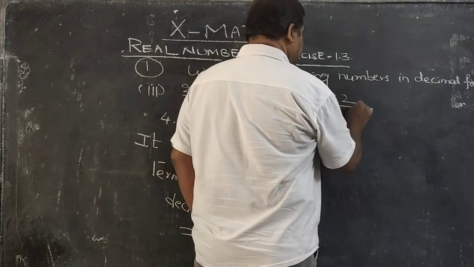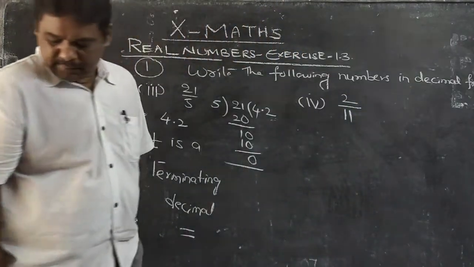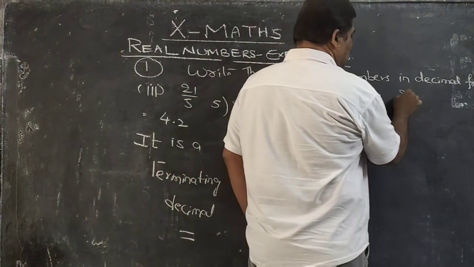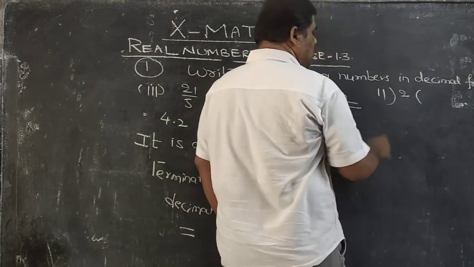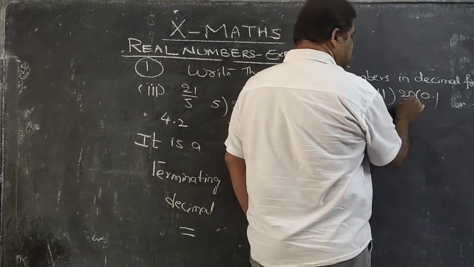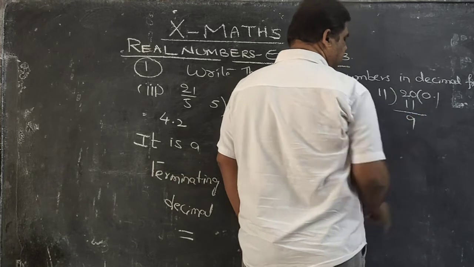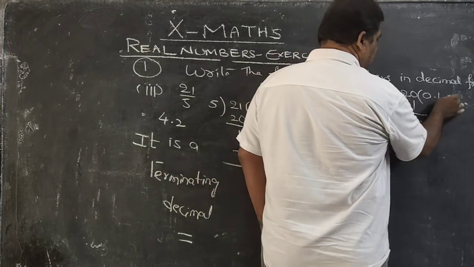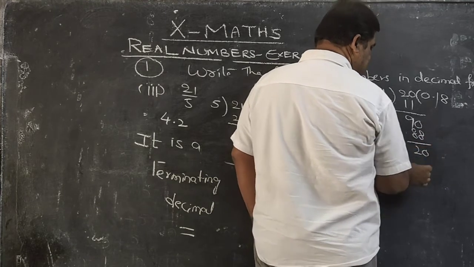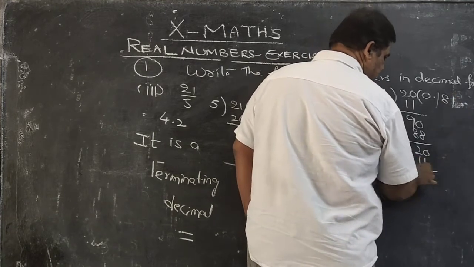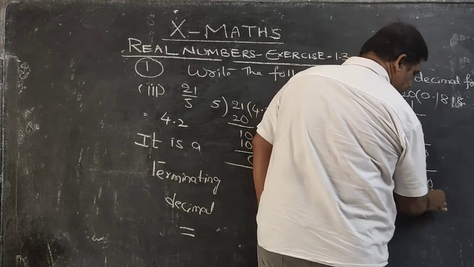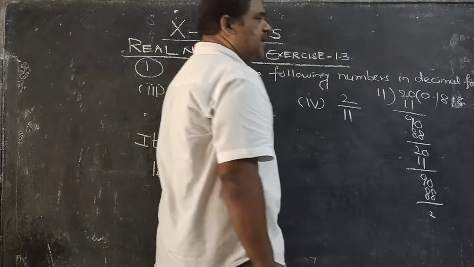Next, 2 by 11. Let us divide 2 by 11. 2 is less than 11, so keep 0 point. 11 ones are 11, remainder is 9, keep 0. 11 8s are 88, remainder is 2, 0. 11 ones are 11, remainder is 9, 11 8s are 88. Like this the division never ends.